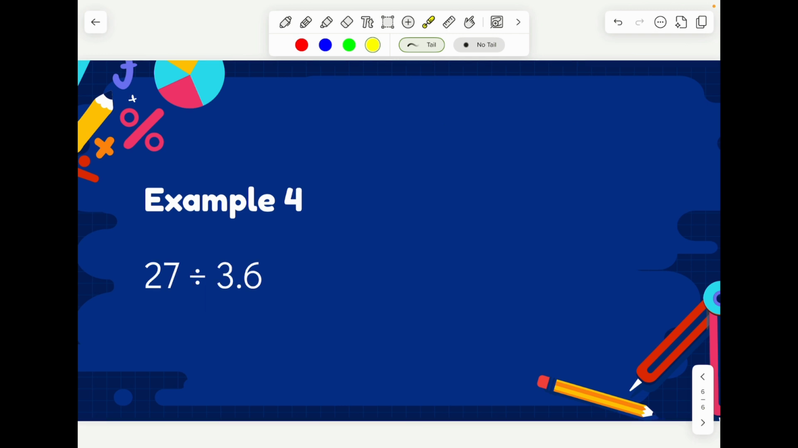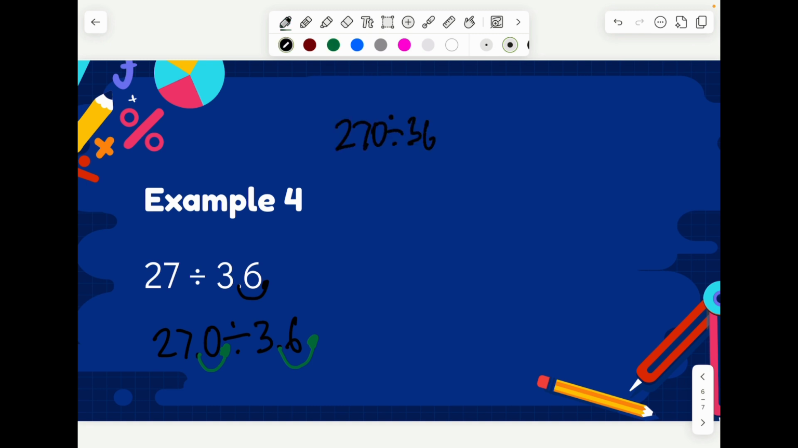Here's the final example of the video. You can pause and try to solve this by yourself if you want. Okay, so here we have to move the decimal points, right? So we move this one by 1, but this is also, if you can't visualize this, think of it as 27.0 divided by 3.6. If we move this one place, I'm going to use a different color there. We also have to move this one place. So it's equal to 270 divided by 36.